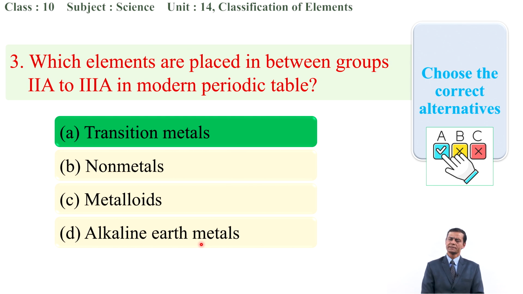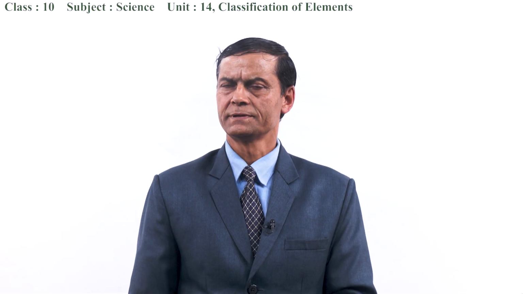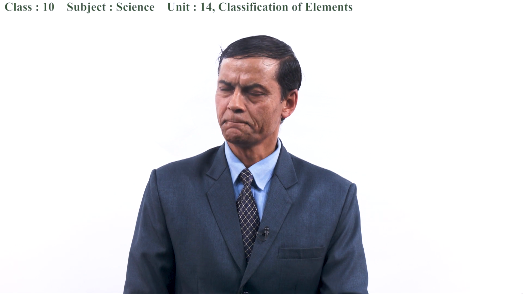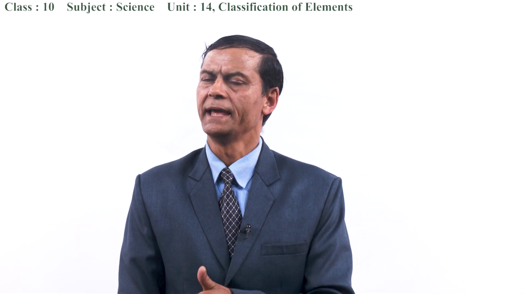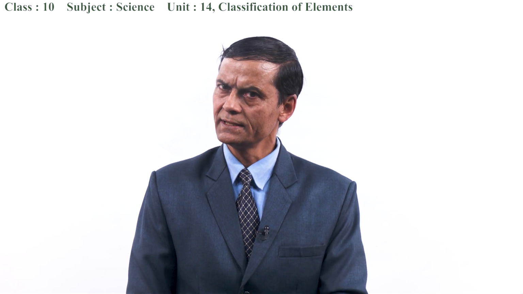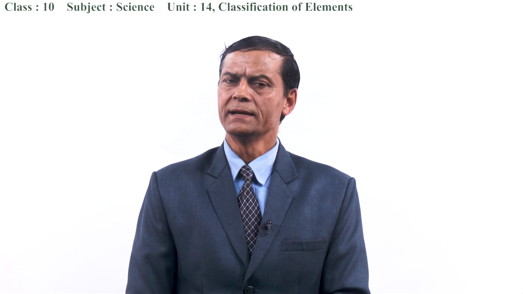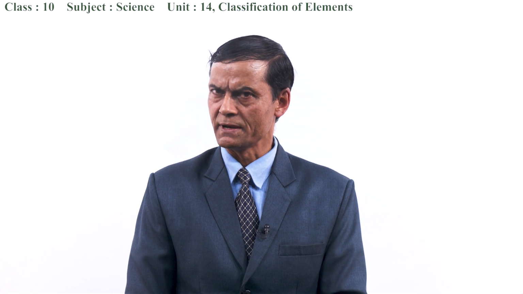Dear students, we have discussed the position of metal, metalloid and non-metal with their characteristics in the modern periodic table. I think you enjoyed today's class, and the remaining part we will discuss in the coming class.